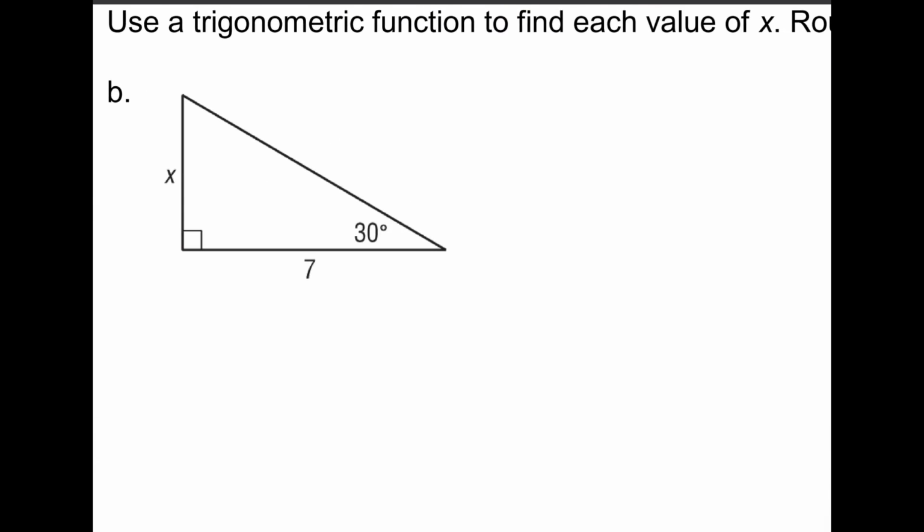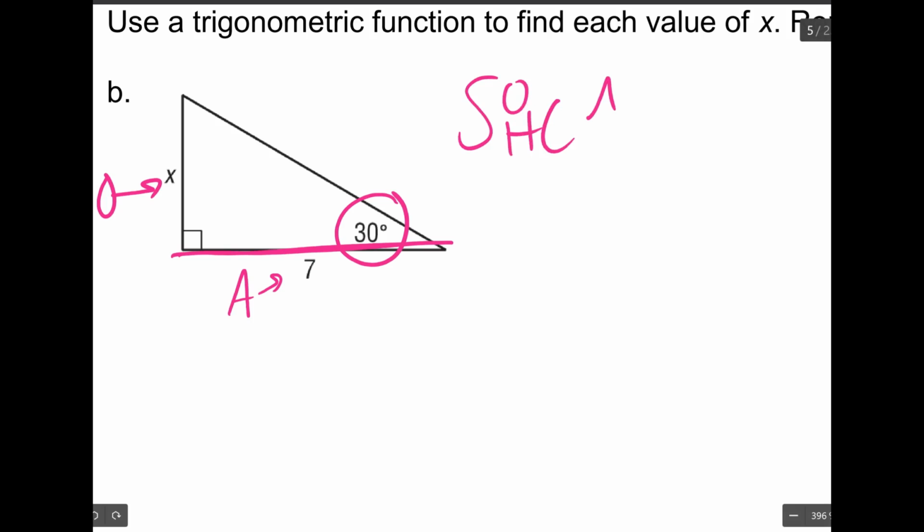So let's label what we have. I have a 30-degree angle. I have the adjacent side, and I'm wanting to find the opposite side. So which trig function should I use? Well, if you start with 30, which trig function should I use? 30, 60, 90. We do know it's 30, 60, 90.